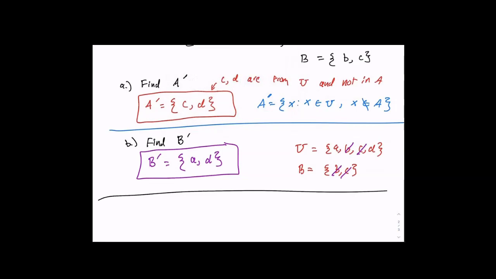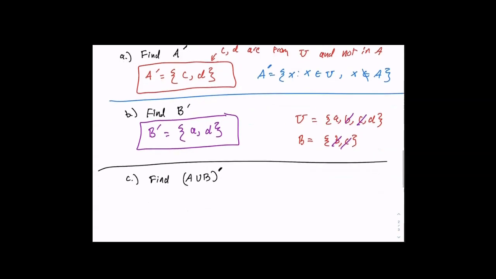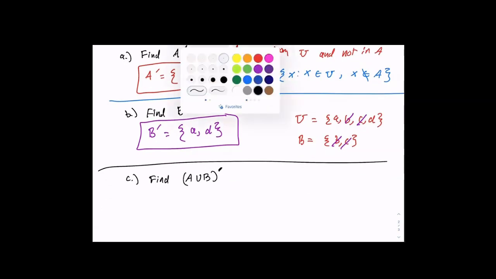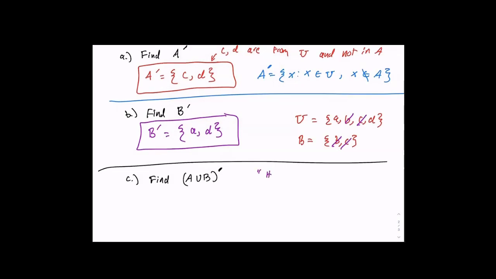Now we can add in other ones as well. We can combine some of the stuff that we've learned in our previous class. For example, find (A union B) prime, the complement of A union B. When doing these types of problems, it is helpful to first define the set of unions and complements.